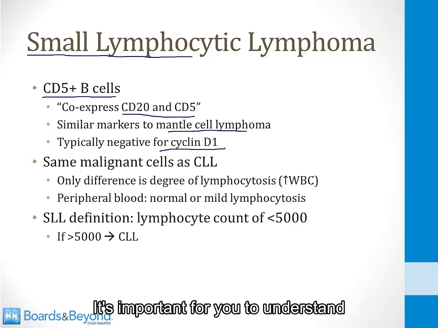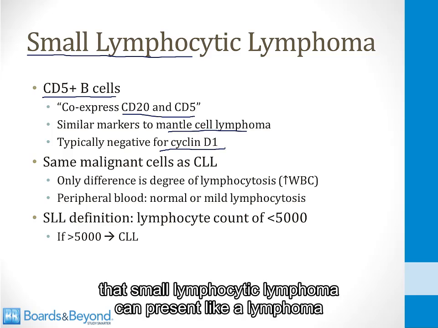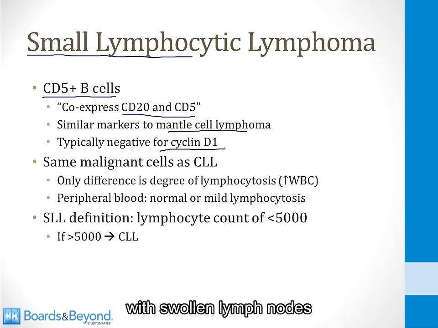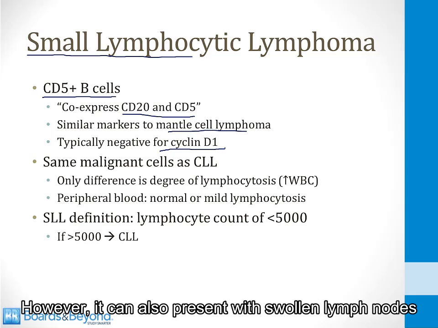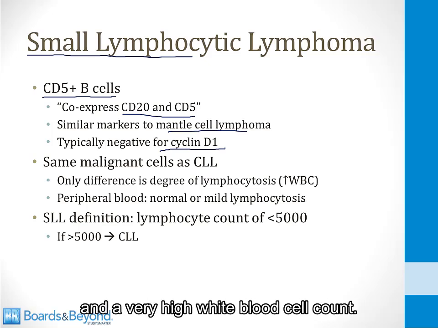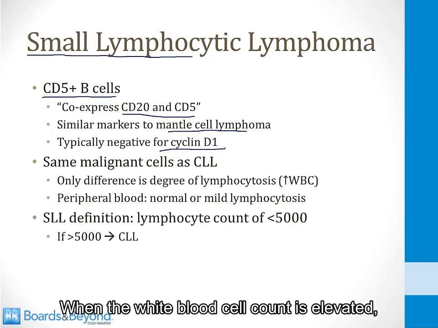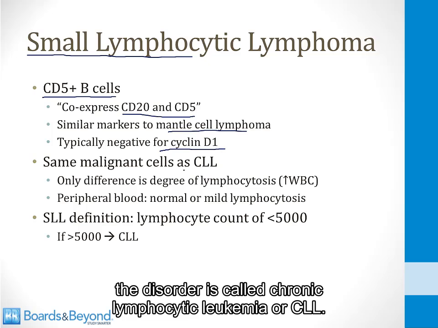It's important for you to understand that small lymphocytic lymphoma can present like a lymphoma with swollen lymph nodes and an absence of white cells in the peripheral blood. However, it can also present with swollen lymph nodes and a very high white blood cell count. When the white blood cell count is elevated, the disorder is called chronic lymphocytic leukemia, or CLL.